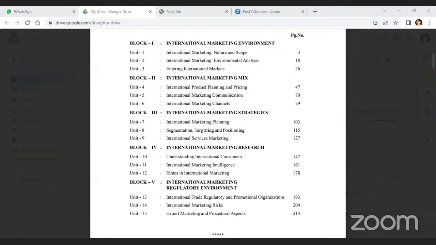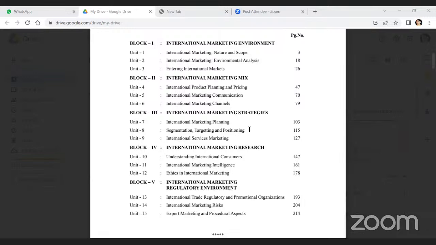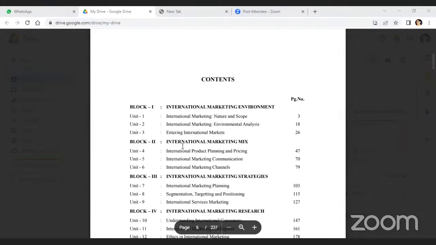Because with this segmentation, targeting, we say STP. With this, a brief introduction to international marketing, you will complete relating to product marketing. Then under international services marketing, we will discuss how services are done and how service marketing functions, what the characteristics of service marketing are, and all. Right? Let's move on to international marketing strategies.